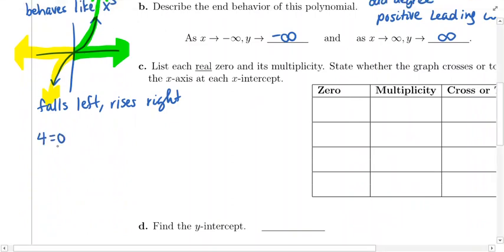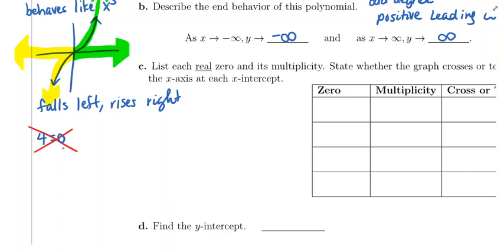Okay, this doesn't make any sense. Remember I told you in the last example, it never makes sense to set some non-zero number equal to 0, so you can kind of ignore that part. You only take the factors that contain an x and set those equal to 0.